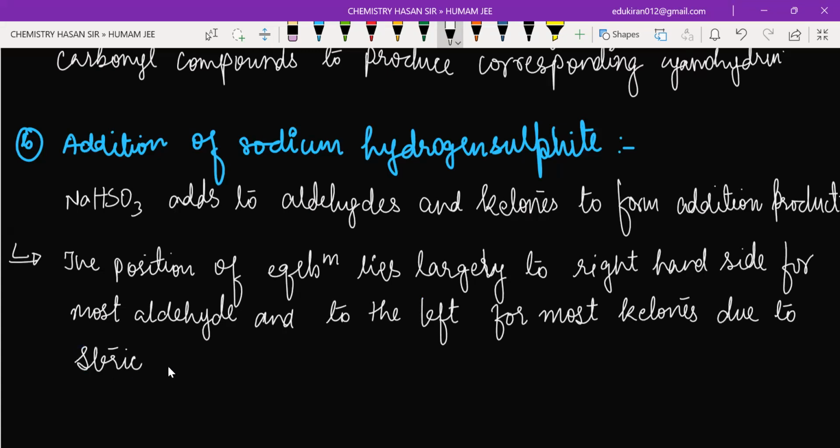Very simple to understand, as I already explained, ketone has bulky groups, so the reactivity decreases, and aldehyde can be easily attacked because on one side only hydrogen is there. So due to these steric reasons, the equilibrium lies largely to the right hand side for most aldehydes, and to the left hand side for most ketones. Are you getting my point?